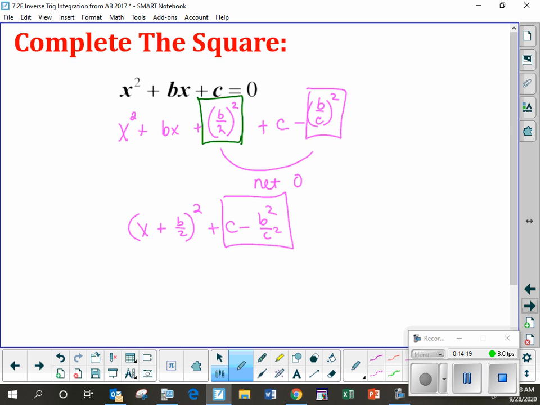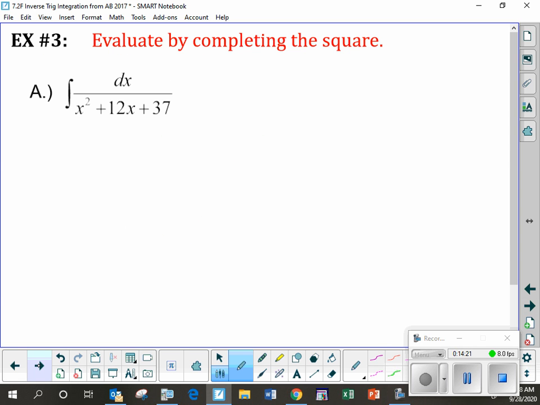Now, knowing that, I look at this problem and I think, well, definitely u-sub doesn't work because I would need the derivative of this polynomial to be present, and it's not. It doesn't look like it's a trig substitution. It doesn't look like it's any of the inverse trig integrals either. So let's complete the square and see where that takes us.